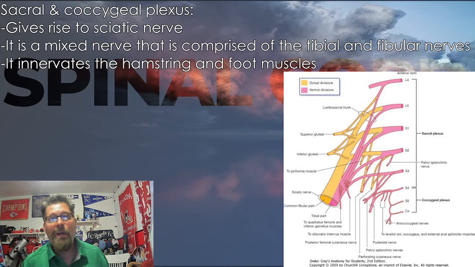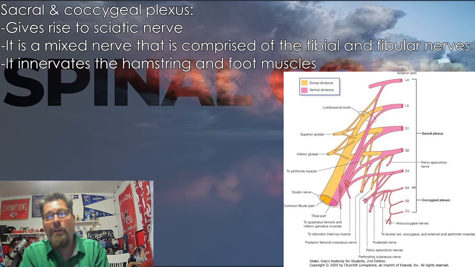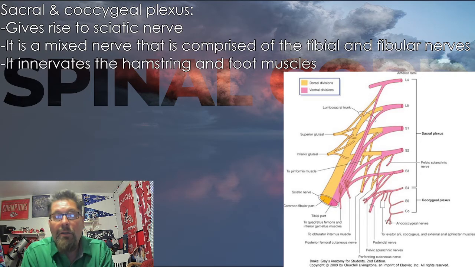Alright, so our last plexus, the sacral and the coccygeal, this is where the sciatic nerve comes out of, and the sciatic nerve, as already mentioned, is the nerve that supplies the nerves to the hamstring as well as the foot. And if you know anything about the sciatic nerve, and it's on the next slide as well, this can be a trouble spot for a lot of people for a lot of different reasons, and I can testify to being in that group.